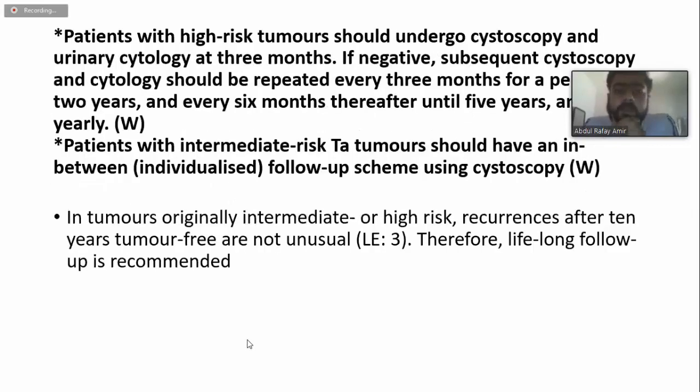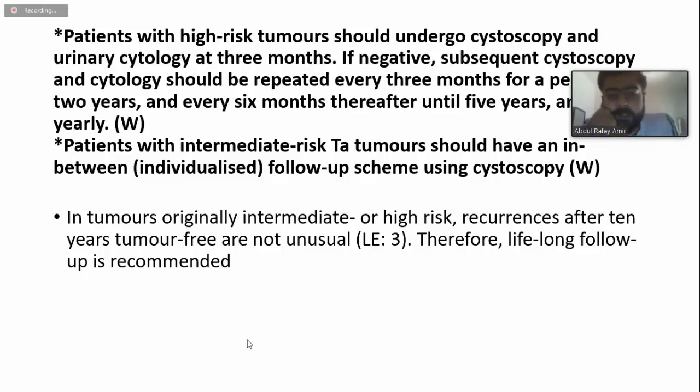Patient with high risk tumor should undergo cystoscopy and urine cytology at 3 months. If negative, subsequent cystoscopy and cytology should be repeated every 3 months for a period of 2 years, then every 6 months until 5 years, and then yearly.